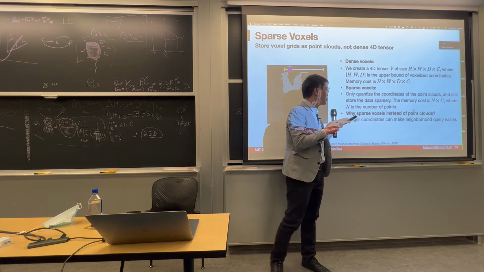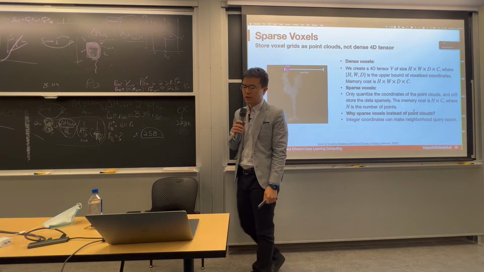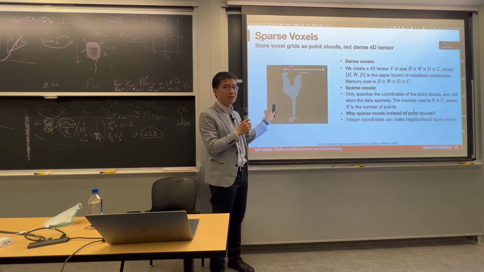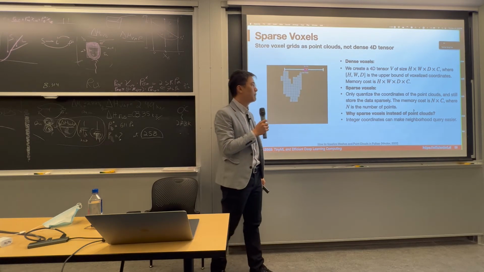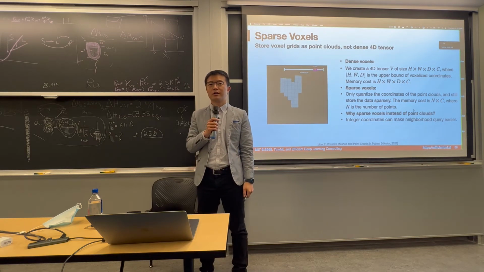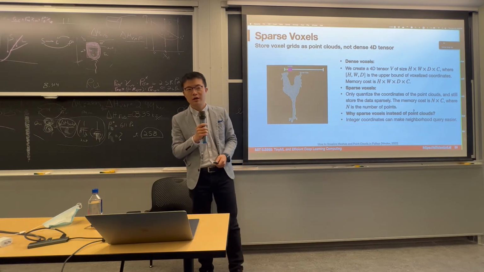Okay. So why do we use sparse voxels instead of point cloud? Because now we have integer coordinates. We are quantizing the space so that we can have integer coordinates, okay? Which is making the neighborhood query much easier. For example, x plus 1 is indicating its very first neighbor to the right.